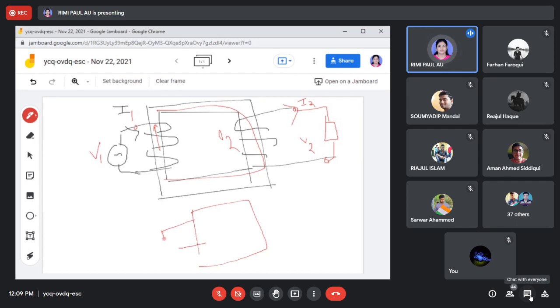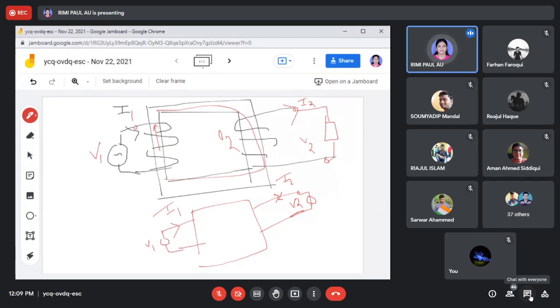where one voltage source V1 is applied, and due to this voltage source, current I1 is flowing. This is the input port, and this is the output port where I am getting another voltage source V2, and suppose I am getting a current in this way, I2. So we are getting four parameters. That time we'll say it's a two-port network.